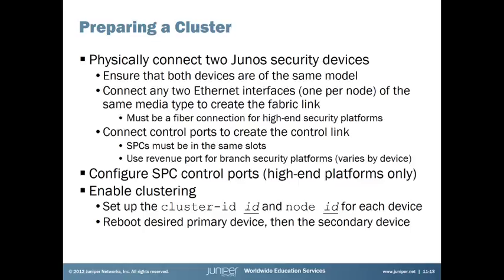Connect the control ports to create the control link. On the high-end devices, you'll use these SPC slots. On the low-end devices, the branch devices, you'll just use a regular Ethernet interface. And on the high-end platforms, you configure the SPC control ports. Enable clustering, you'll set up the cluster ID and node ID for each device, reboot the primary device, and then reboot the secondary device.